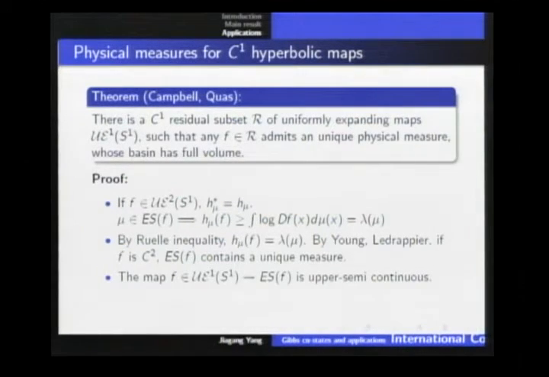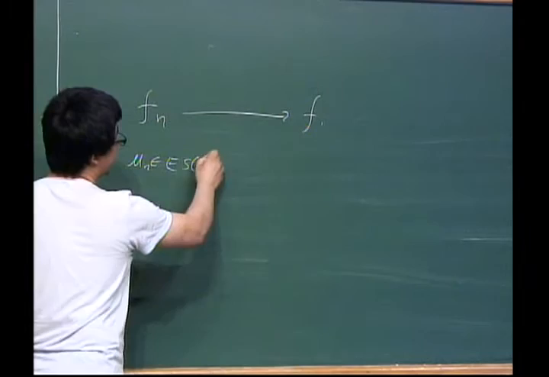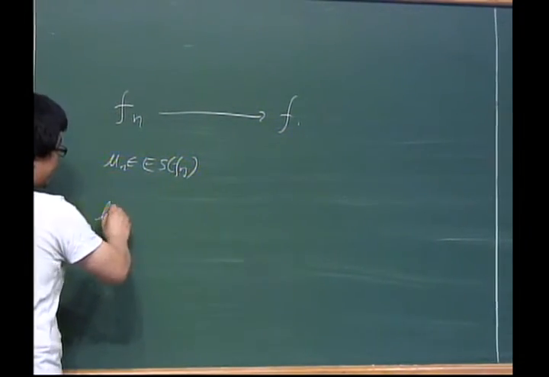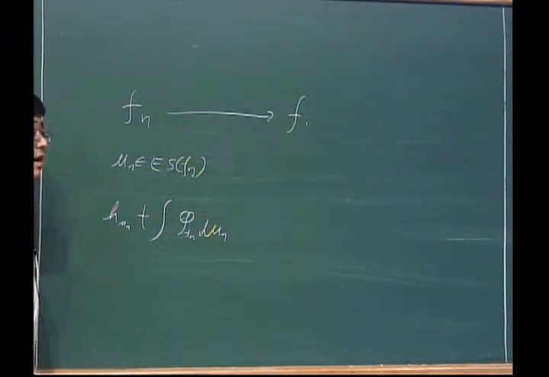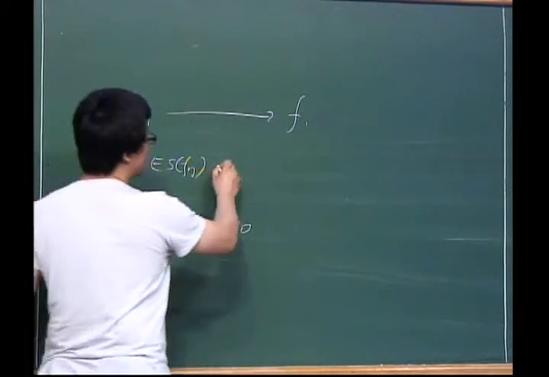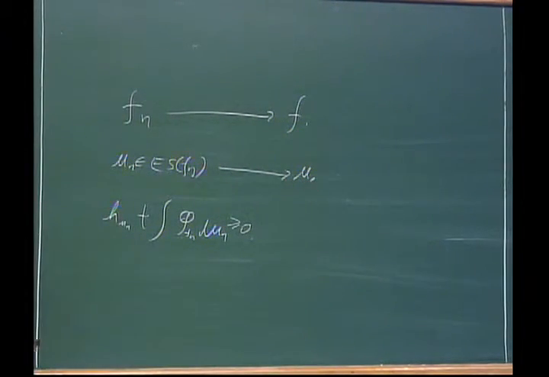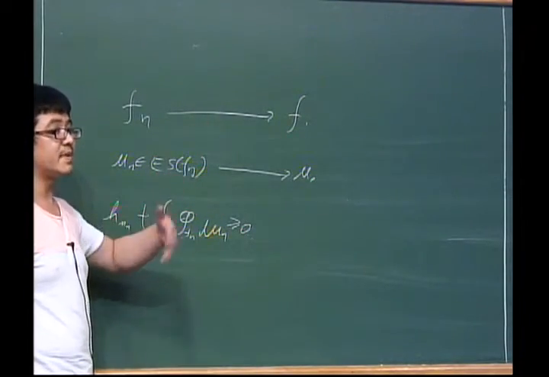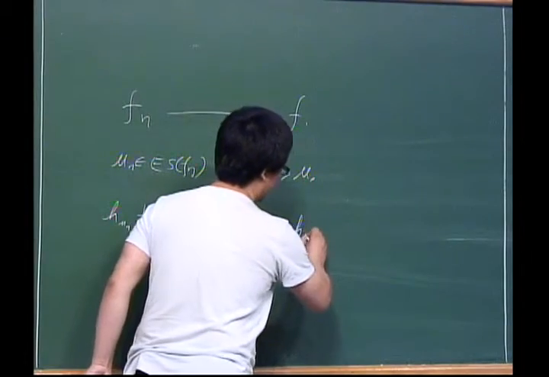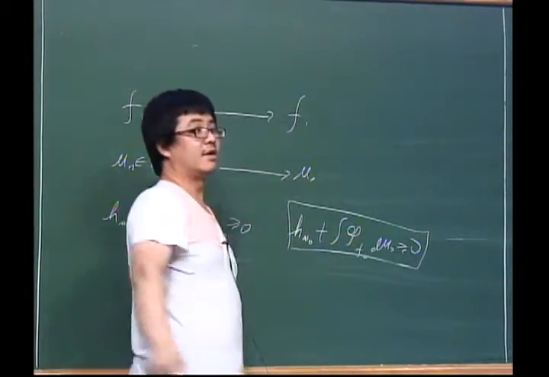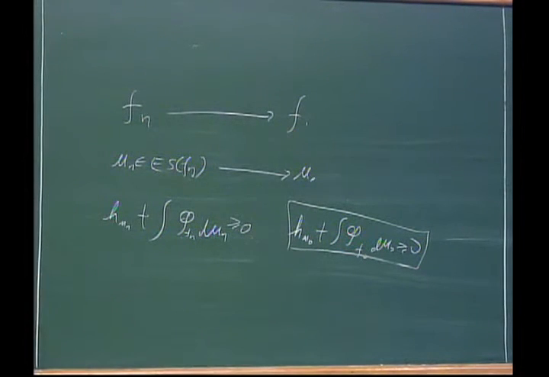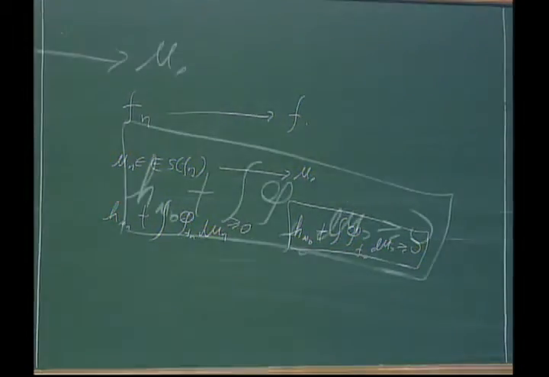We can see this. Suppose you have Fn converging to F, and you have mu n belonging to the equilibrium states of Fn. What do we get? The metric entropy plus the integral of phi_Fn d mu n is larger or equal to zero. We suppose that mu n converges to mu zero. Because we know that the metric entropy is upper semicontinuous, even with respect to the diffeomorphisms, so we know that the limit also satisfies it. So if you have a sequence of equilibrium states for diffeomorphisms Fn, its limit should also be an equilibrium state. This shows that this map is semi-upper continuous with respect to the Hausdorff topology.